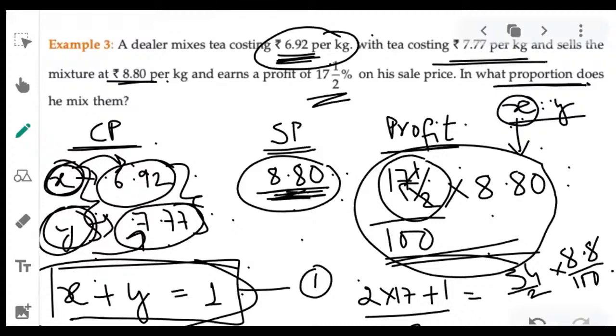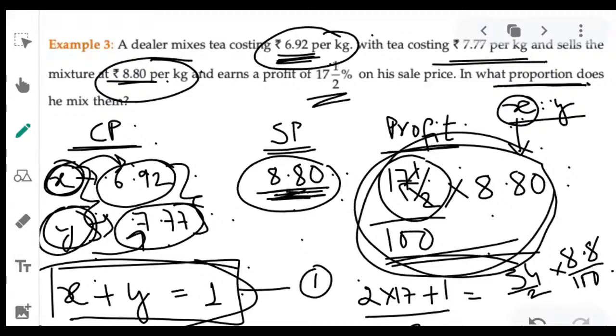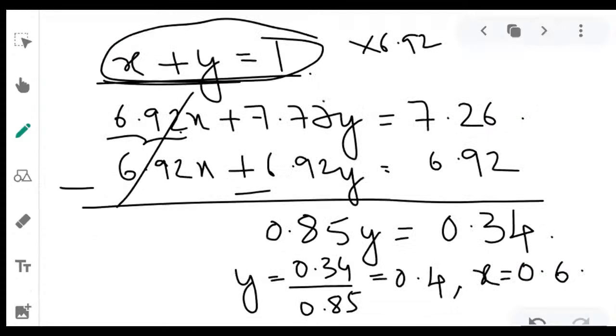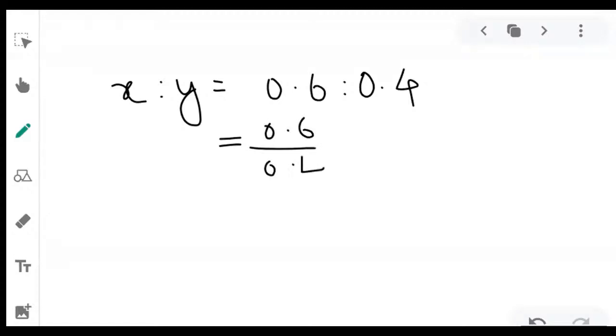of tea to form 1 kg of this new mixture tea, you'll get a profit of this, right? That is the proportion that they're asking for. So x is to y equal to 0.6 is to 0.4. What is the simplified form of this? 0.3 is to 0.2. Remove the points also. 3 is to 2. Super. Right?